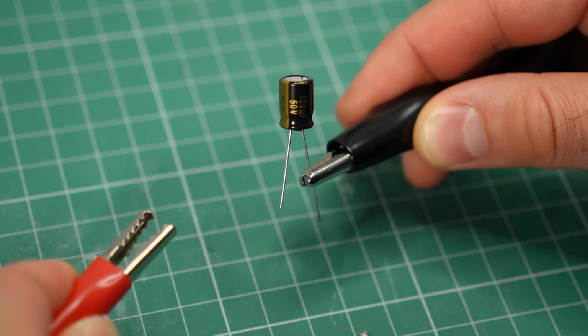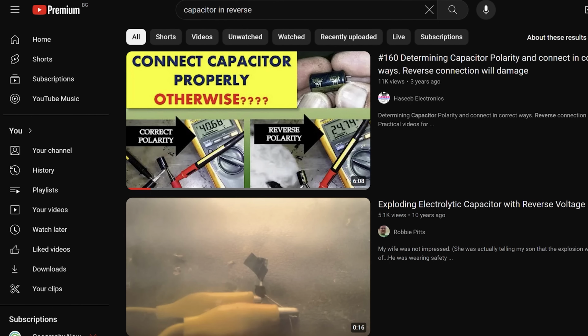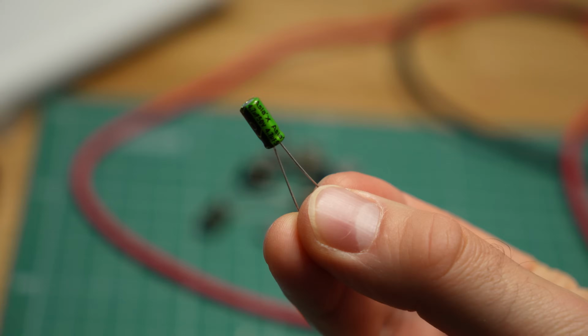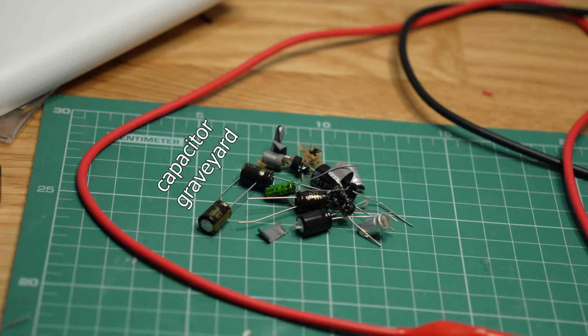What happens if you put a capacitor in reverse? Well, if you ask YouTube, it goes bang. But I tested that myself and it turns out that is not always the case. Today we'll be looking at electrolytic capacitors in particular and what happens if you misuse them.